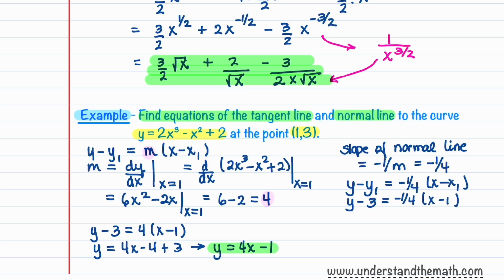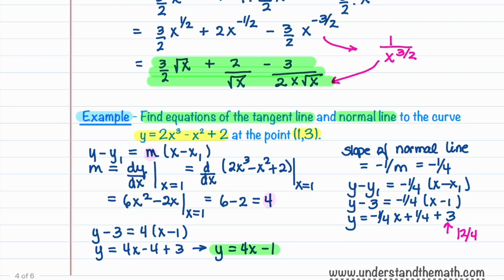Now let's multiply everything through. This is y is equal to minus 1/4 x plus 1/4 plus 3. Let's think of our 3 as 12 over 4. So our final answer is y is minus 1/4 x plus 12 over 4 plus 1 over 4, which is 13 over 4. And let's highlight this because that is the equation of our normal line.